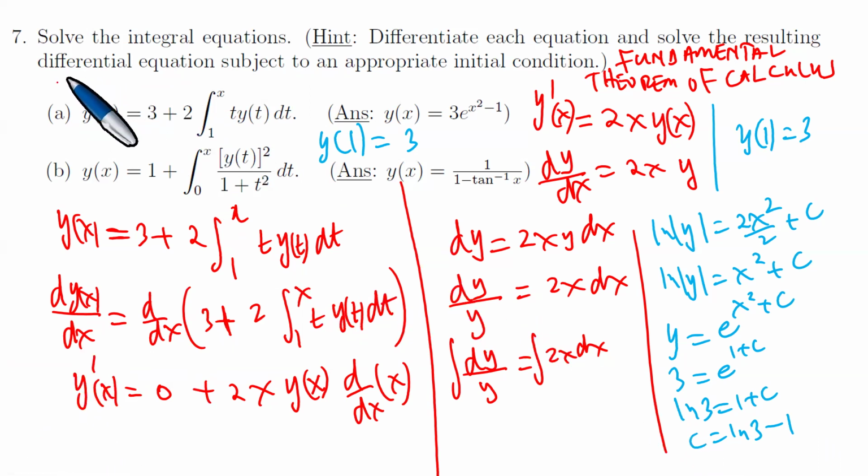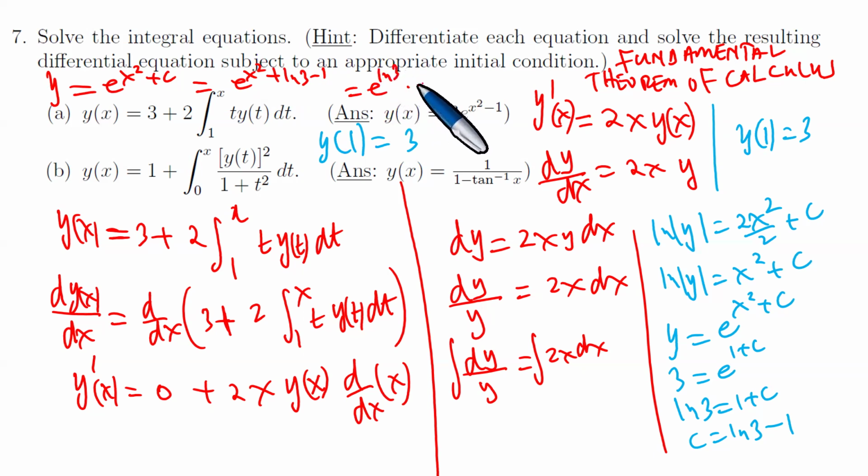So which is this? What is e? E is e to the power x squared plus c. What is the c? C is ln 3 minus 1. This is e to the power ln 3 times e to the power x squared minus 1. What is e to the ln 3? It is 3. So 3e to the power x squared minus 1, and this is the answer. Any questions?